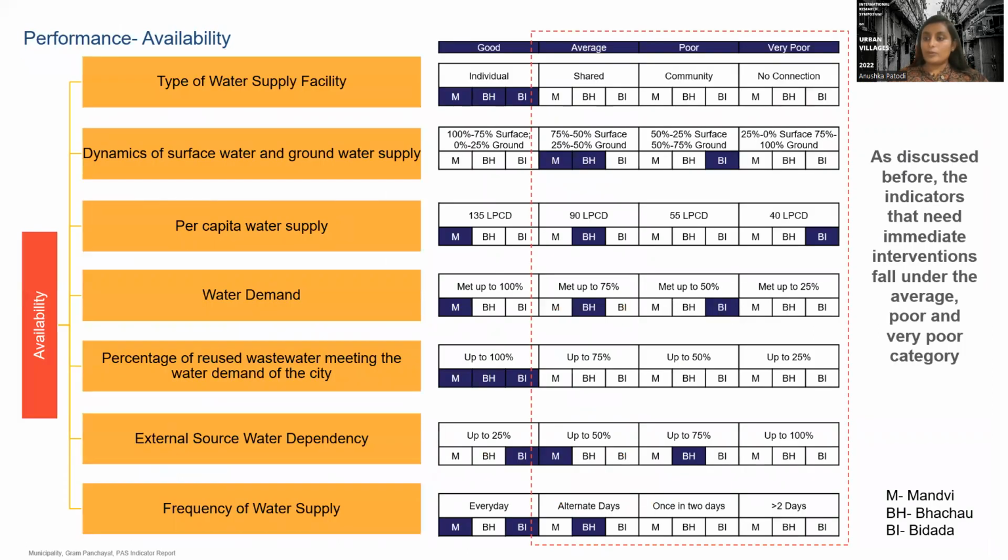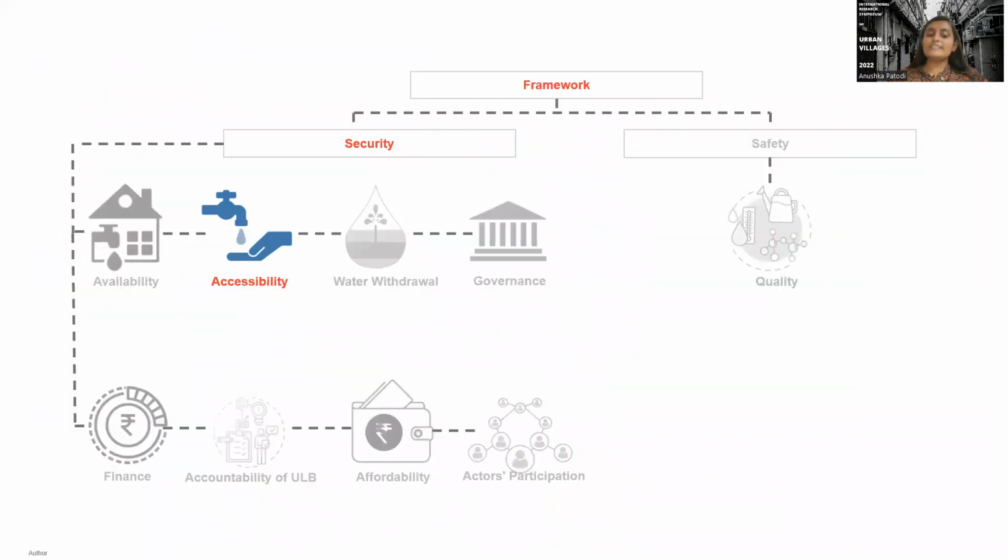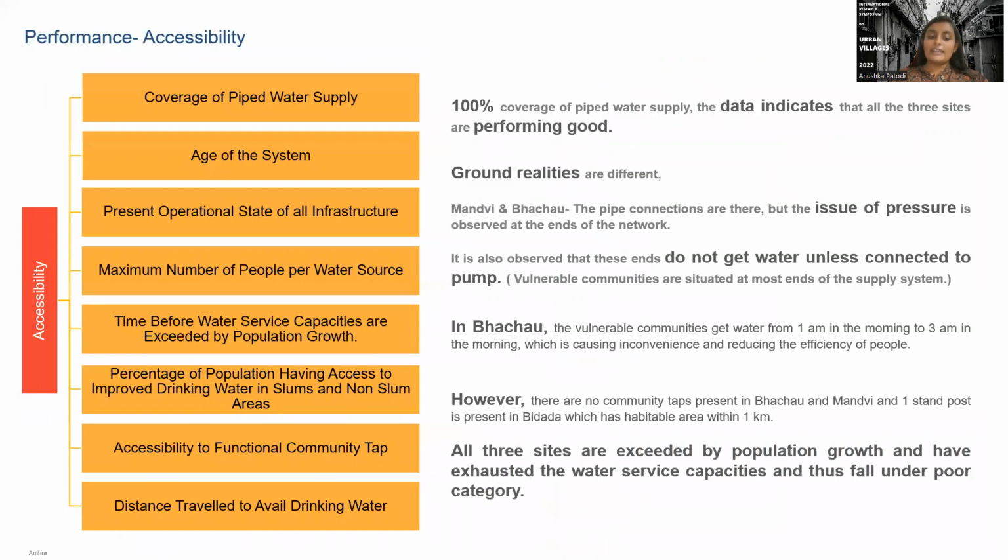As discussed before, the indicators that need immediate interventions fall under the average, poor, and very poor categories. This slide shows the normalization for each indicator. Similar normalization is done for all the components. The next component is accessibility. There is 100% coverage of pipe water supply, and the data indicates that all the three sites are performing well.